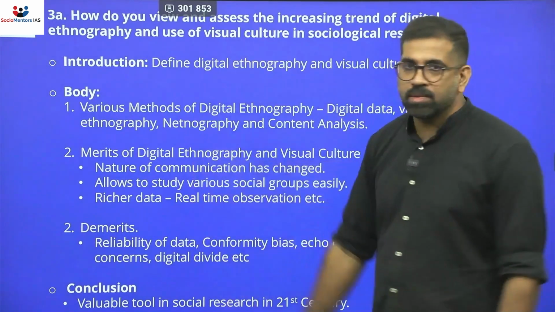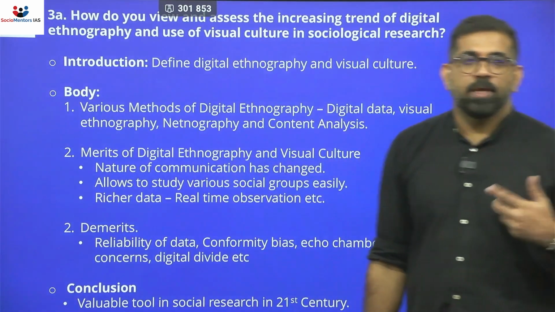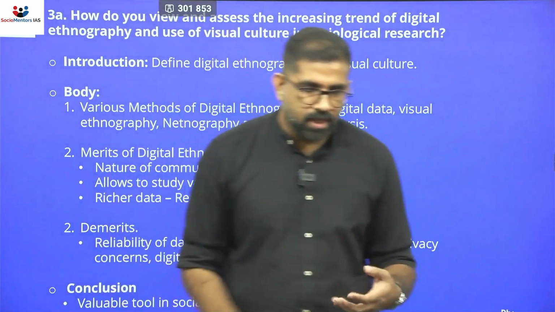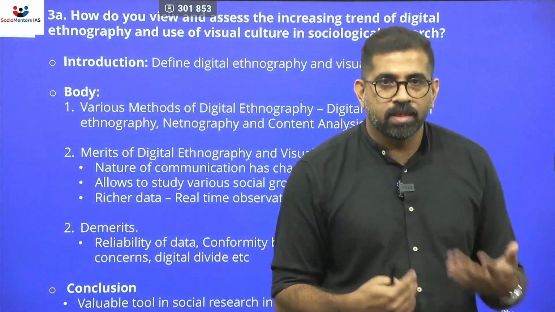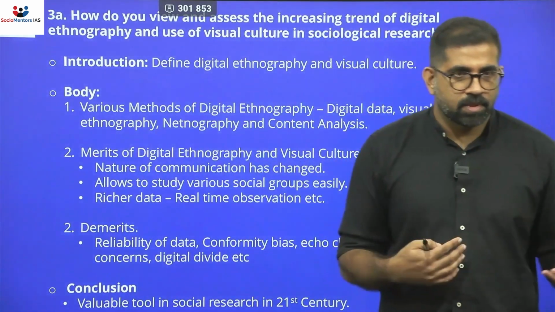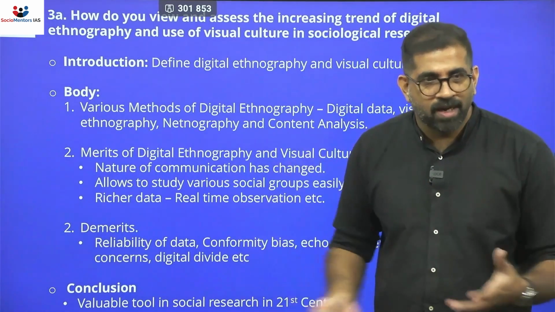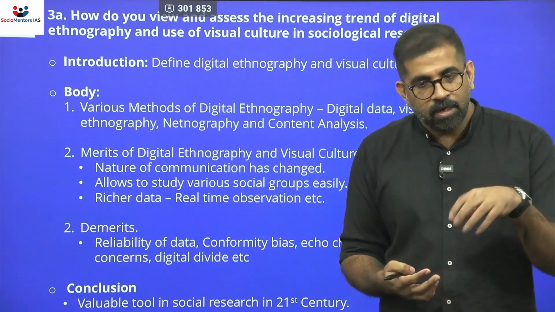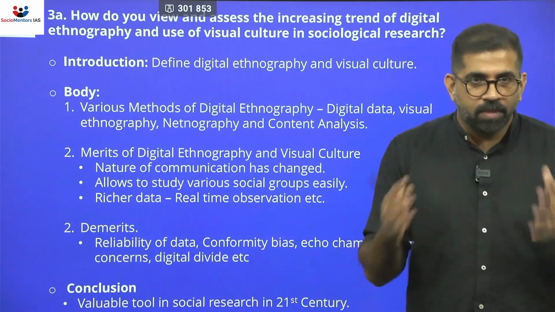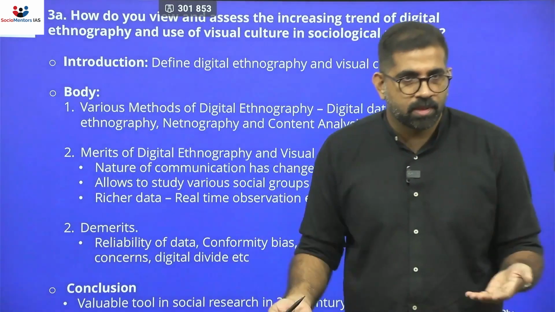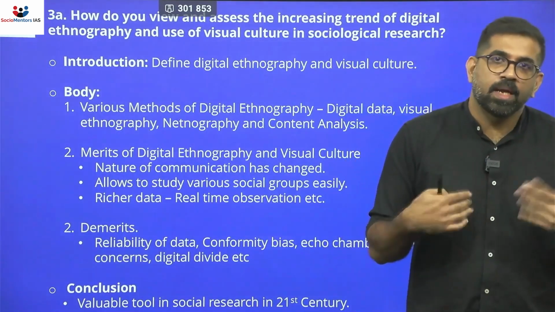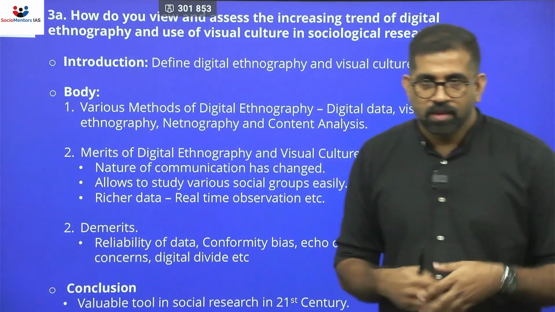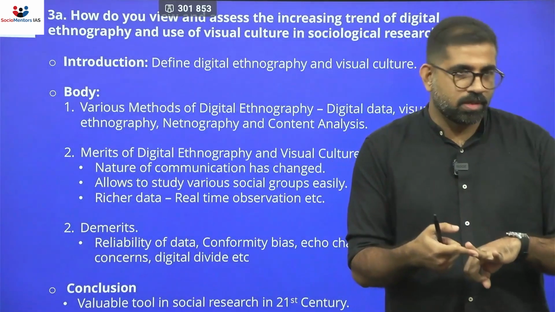Visual culture means, now the nature of interaction among people has changed, in the sense that now people also interact through images, videos, memes, right? That is also a mode of interaction. So understanding visual culture means studying these images, memes, videos and all the visual representation in social media to collect data and understand the behavior of social groups. That is digital ethnography and visual culture.